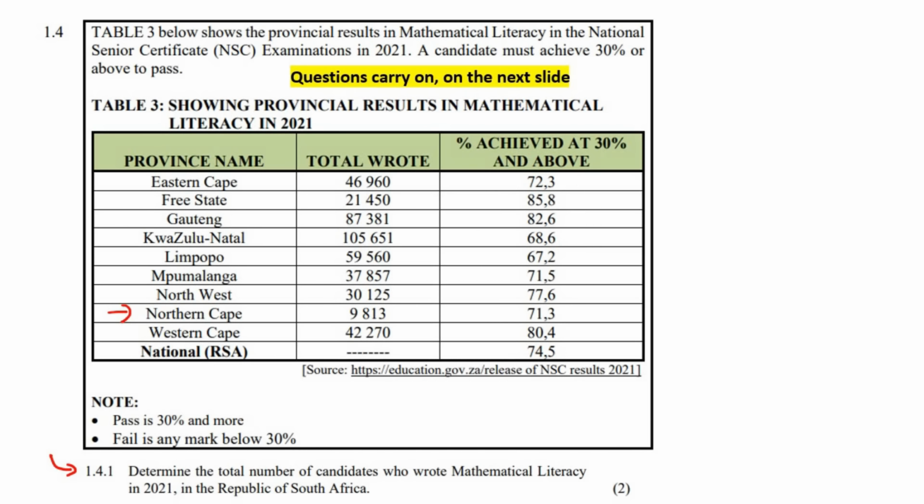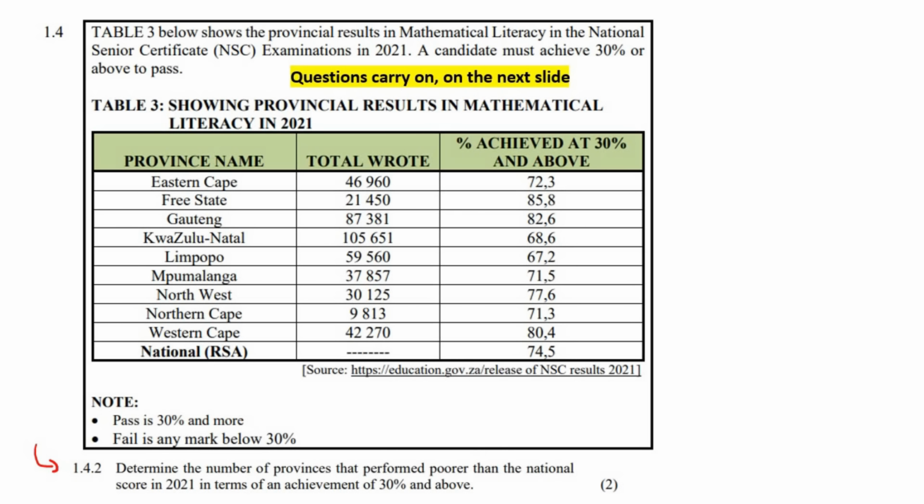Our first question says, determine the total number of candidates who wrote mathematical literacy in 2021 in the Republic of South Africa. So that would be pretty much calculating this value over here. You would just go ahead and add all of these numbers together. You know how to do that, right? You're just going to plus them all together on your calculator. And if you do that, you should get 441,067.